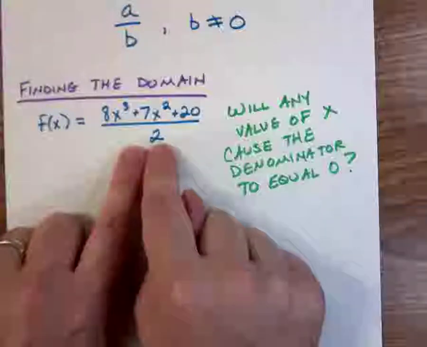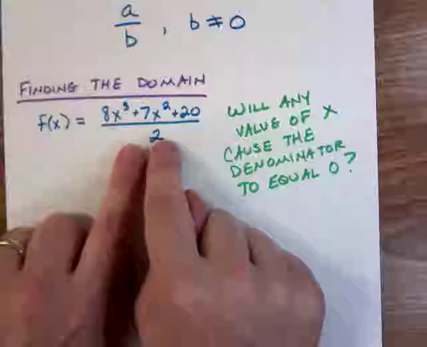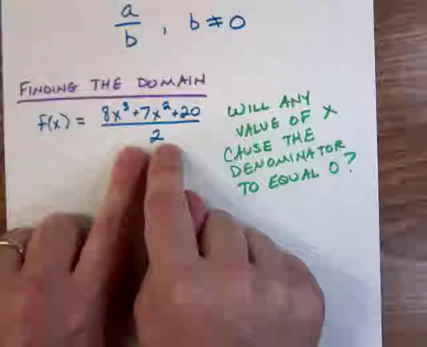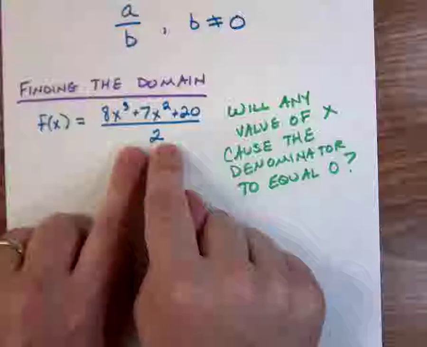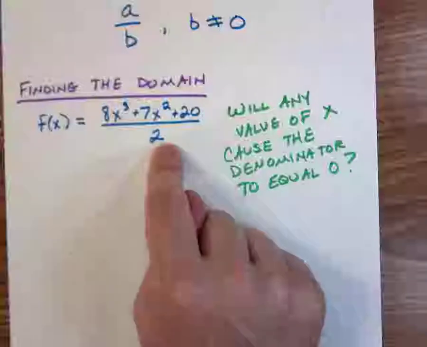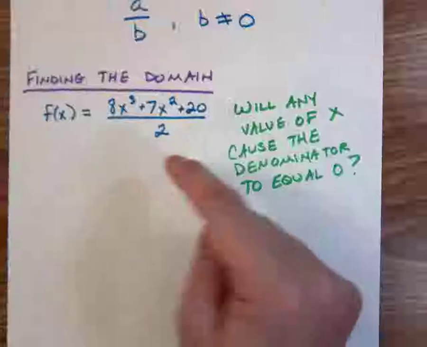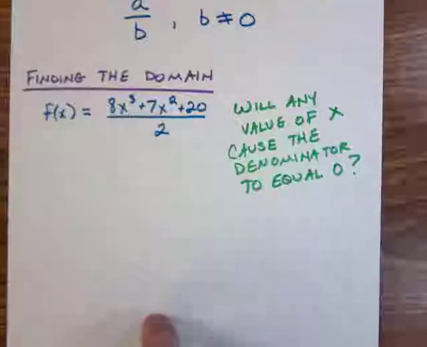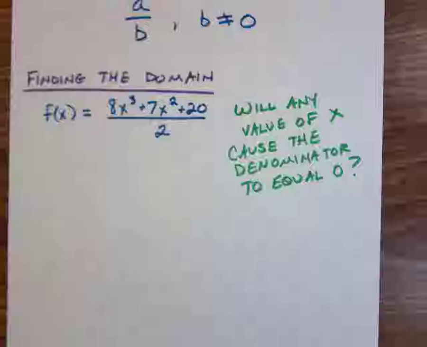Is there any value of x I could plug in that would change my denominator? Oh yeah, if I plugged in a fraction that had 0 in the denominator, that would be bad. You're right, you're right. So let's assume I'm plugging in real numbers only. Is there any number I can plug in for x that would cause my denominator to equal 0? And the answer to this problem is no. No, there is no value of x that would cause me to have a 0 denominator. So all values of x are okay.